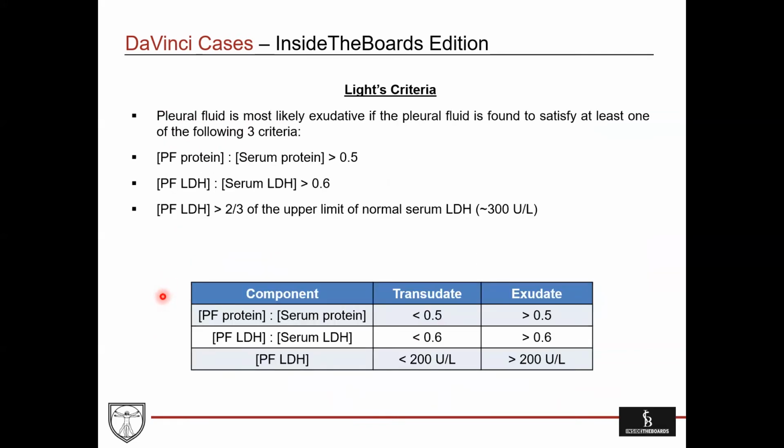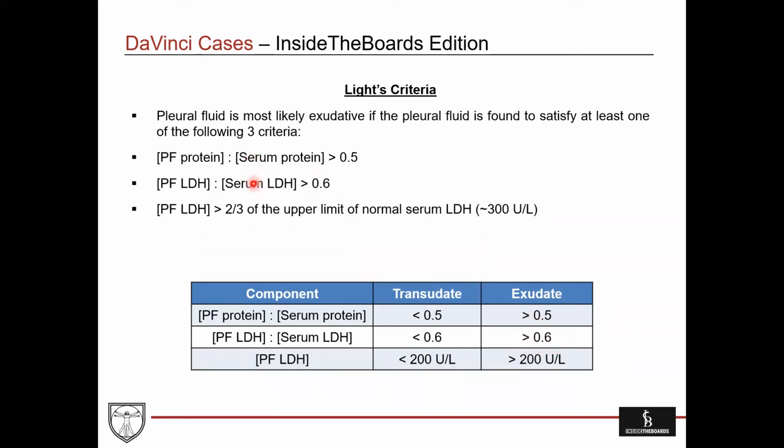So if we come to Light's criteria, the pleural fluid is most likely exudative if it satisfies at least one of the following three criteria. If the pleural fluid analysis shows that it meets any one of these three, it's considered exudative. If it doesn't meet any of these, then it's transudative. You look at the pleural fluid protein to serum protein ratio. If it's greater than 0.5, like it is in our patient, it's an exudate. If it doesn't meet that, then you look at the pleural fluid LDH, or lactate dehydrogenase, concentration versus the serum LDH concentration, and if that's greater than 0.6, then it satisfies Light's criteria as an exudate.